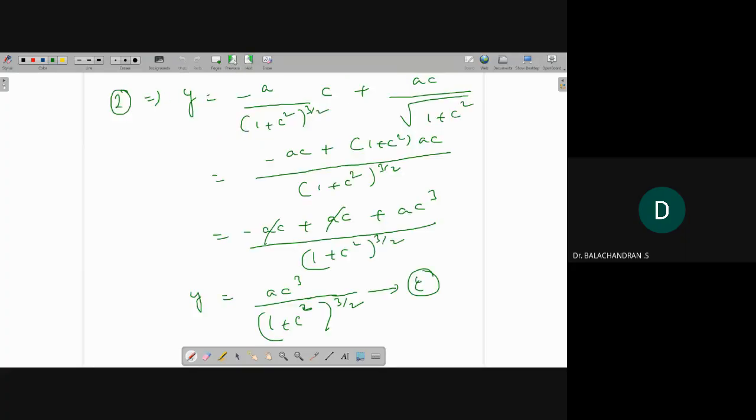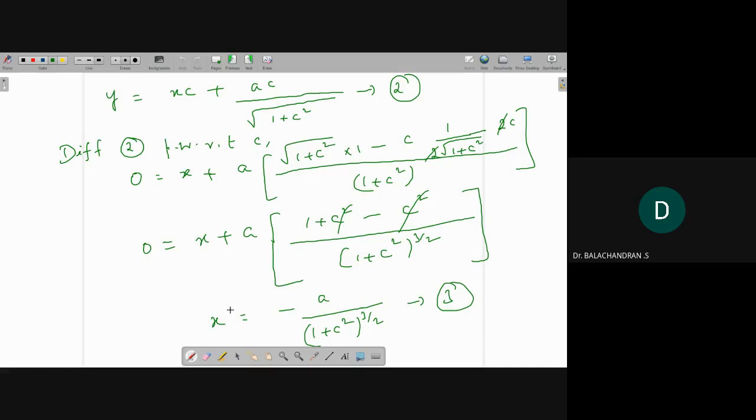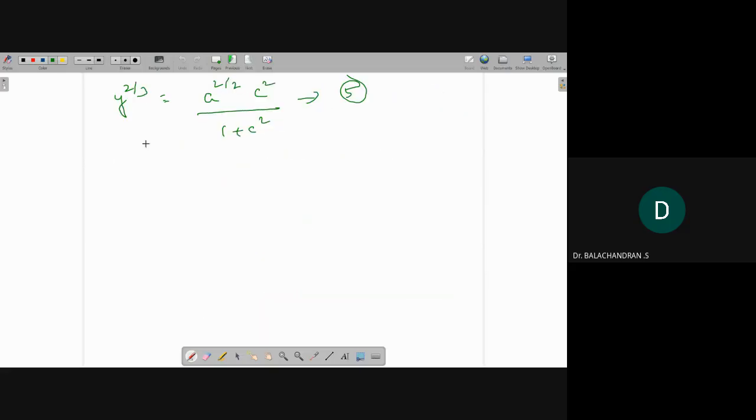Okay. Similarly, from 3, first I am going to square on both sides. If I square, the minus is changed into plus, and then take whole power 1 by 3. So that is the same as taking x power 2 by 3. So 3 implies x power 2 by 3 equal to a power 2 by 3 divided by 1 plus c square. This is equation 6.